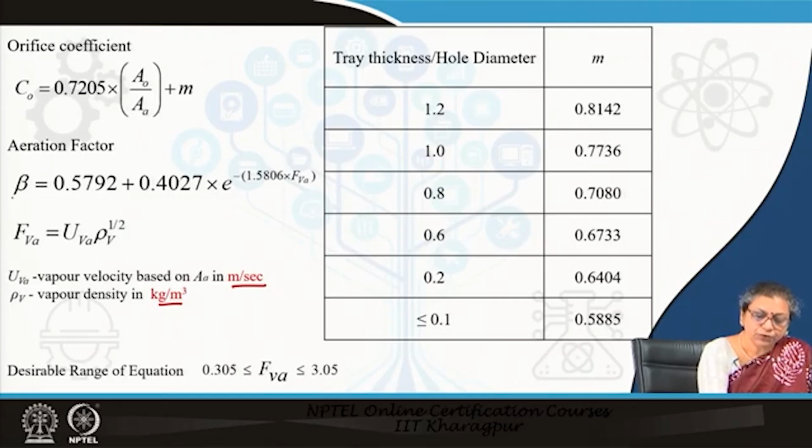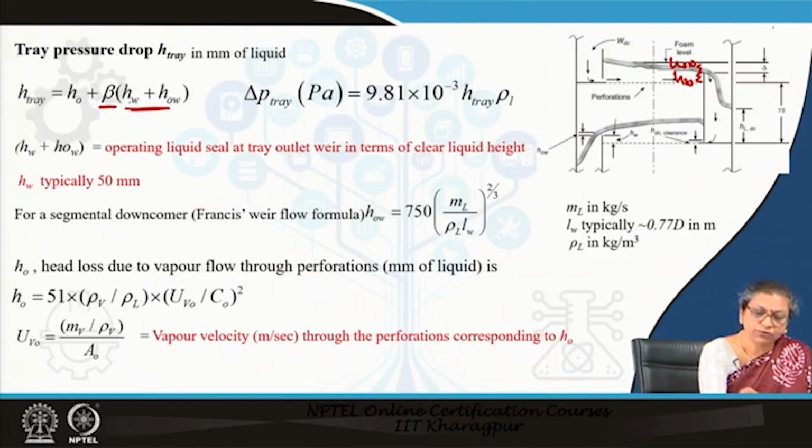So, if you can calculate beta in this case and you know HW and HOW, you can calculate the total operating liquid seal at the tray outlet in terms of the clear liquid height. In order to calculate the head loss, again there is an empirical formula. The head loss will depend upon the vapor flow through the perforations. All these heads are given in millimeters of liquid, you need to remember. So, in order to find HO, you need to find the vapor velocity through the perforations corresponding to HO.